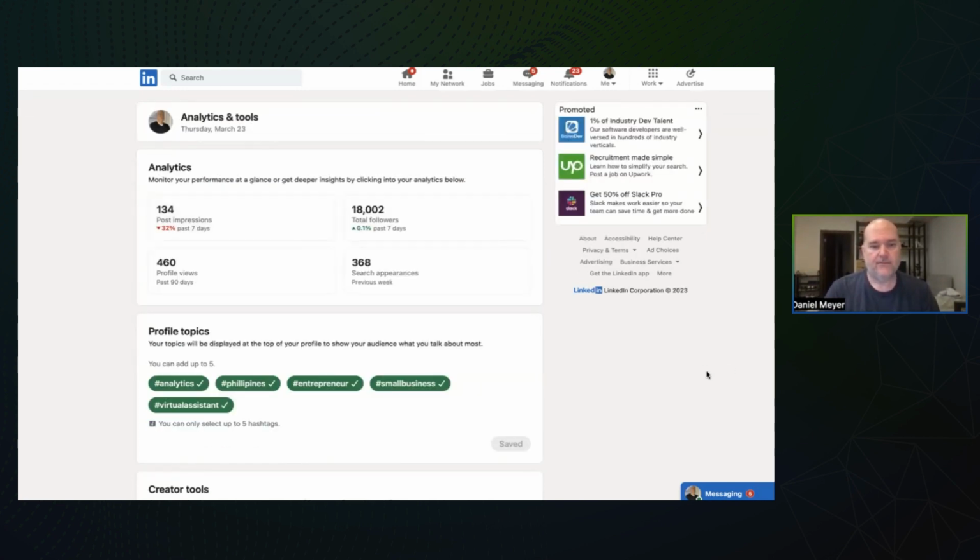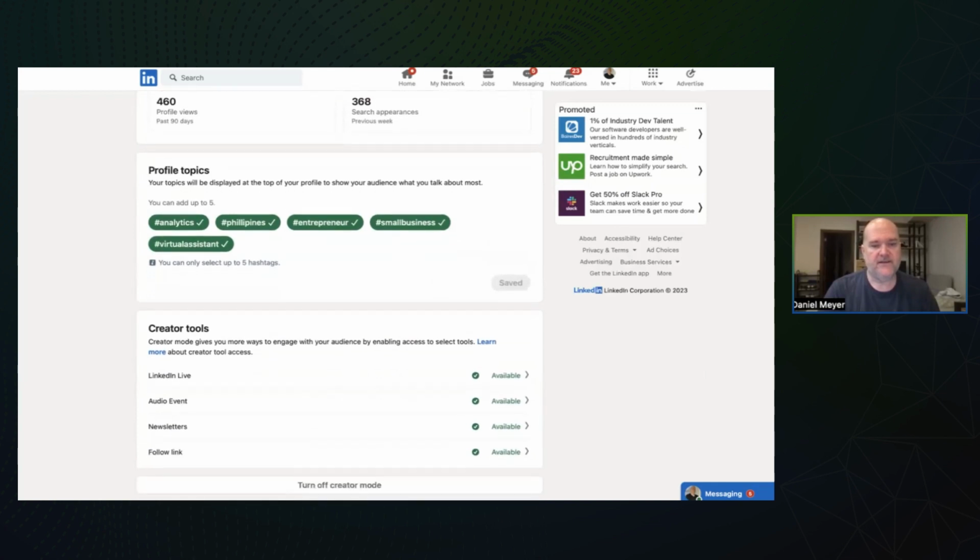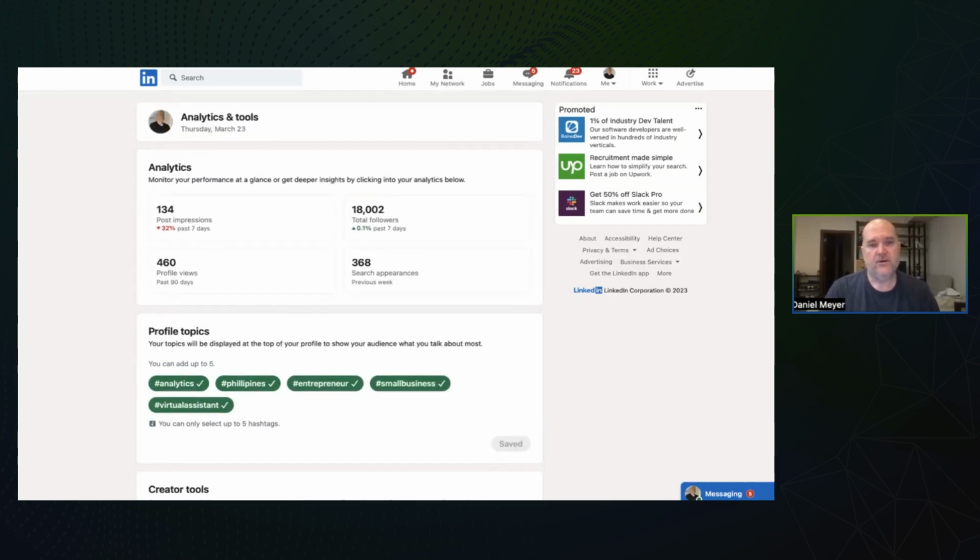Also, looking at the different things that are available as far as tools: LinkedIn Live, audio, newsletters, follow link, right? So you can do things here. And of course, LinkedIn has pages that are dedicated to businesses as well, and you can do those. And it also has groups. So like Facebook, it has a lot of things on the surface that may look similar, but the way we're going to approach doing it is very different.